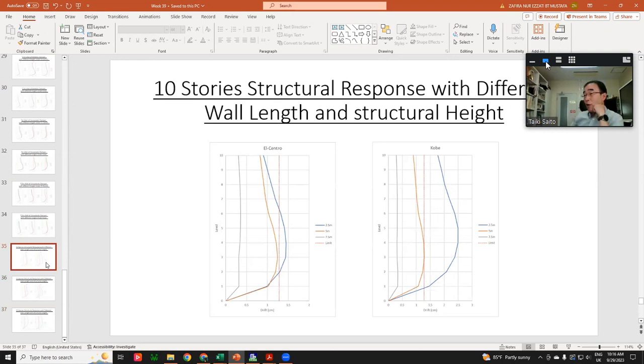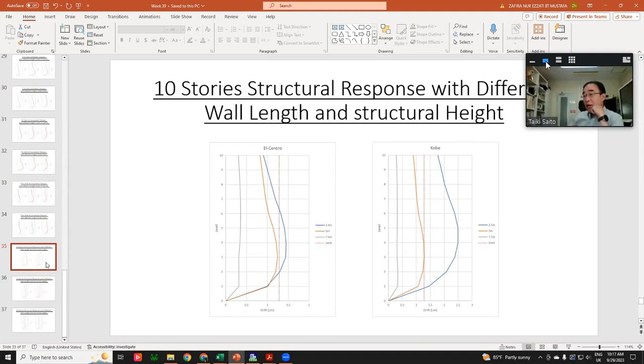So why does this difference happen? You must explain the reason. When we have different lengths of the wall, the degree of coupling is also different. So when the degree of coupling of the building changes, the interstory drift also changes because the stiffness of the building also changes. Degree of coupling is related between the strength of the beam and the wall.